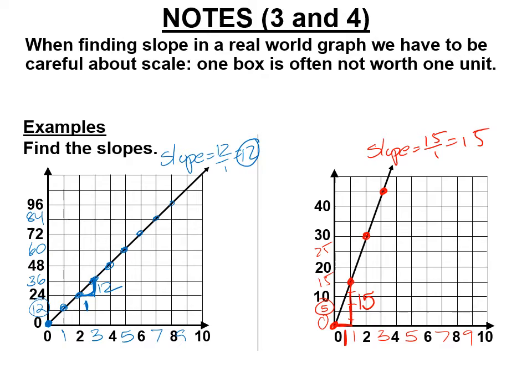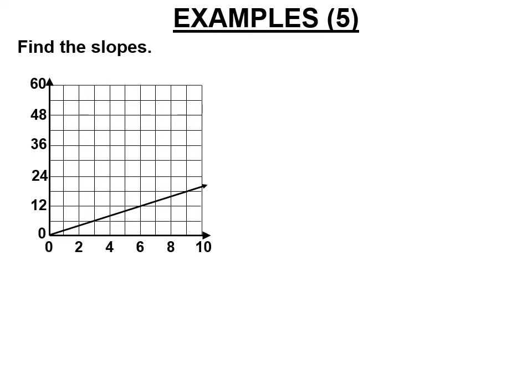Let's see if we get that. So find the slope here. You might want to do this first, right? Each box is worth 6. Halfway to 12 is 6. So then we're going to get our good intersections. We're going to go along here.